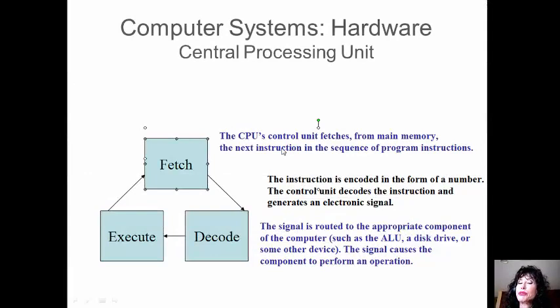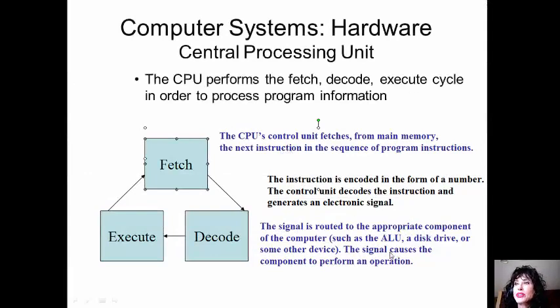Here's an even deeper look at the CPU. So the CPU's control unit fetches from main memory the next instruction in a sequence of program instructions. Then it decodes it, because it does come in the form of a number, ones and zeros, remember? And then it generates an electronic signal so that it can execute. And the signal gets routed to the appropriate component of the computer, the ALU or a disk drive or some other device, and the signal causes that component to perform an operation. So this cycle is known as the fetch, decode, execute cycle.